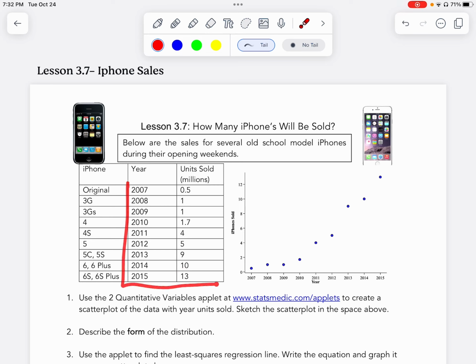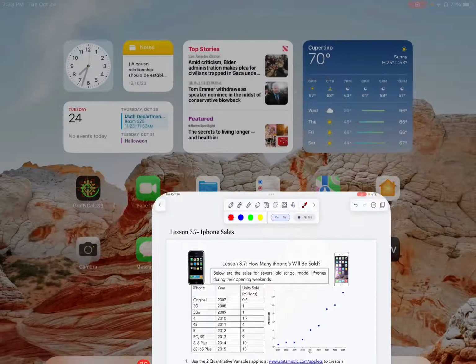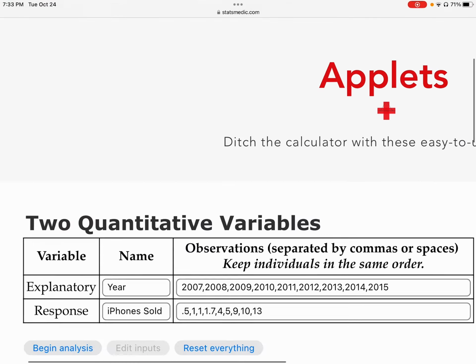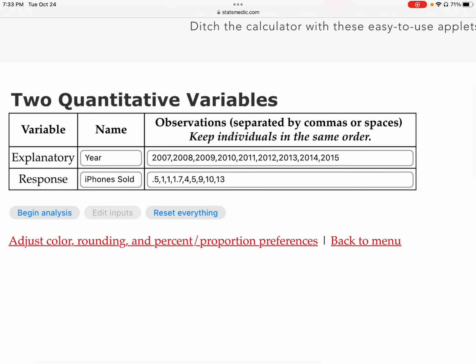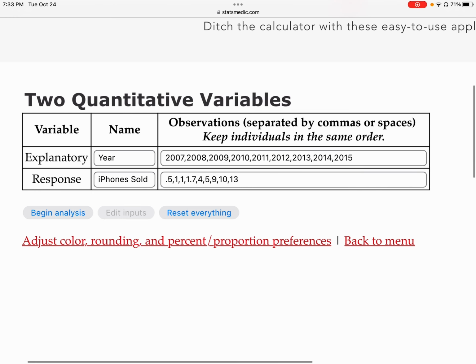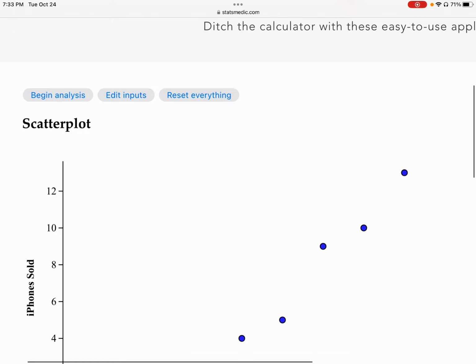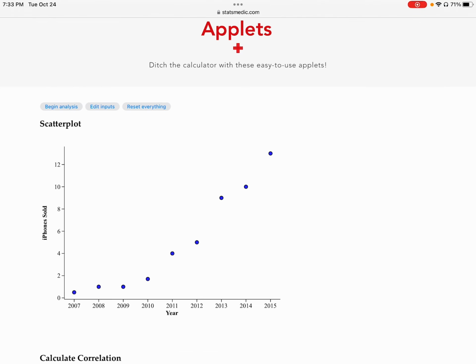So we're going to take this and we're going to analyze it. Don't do the names of the phones, just this, using two quantitative variables on the applet. I've already actually sketched this, but I'll show you how to get it. I took time to put the numbers in there. Notice I did the entire year, full 2007, 2008, and so on. All right, and then you hit begin analysis, and there you have it. I already copied and pasted this into my notes. You can definitely take some time right now, pause the video, and put this data in yourself so that you can follow along.